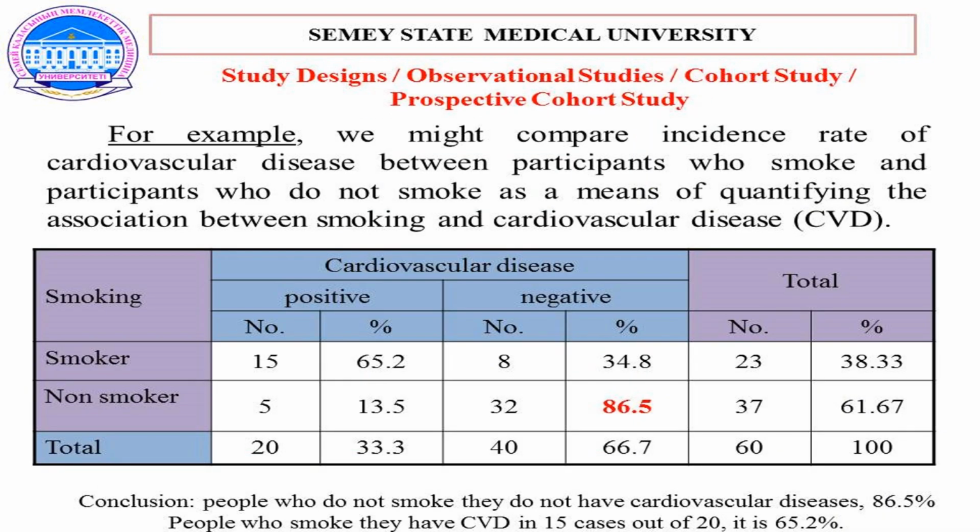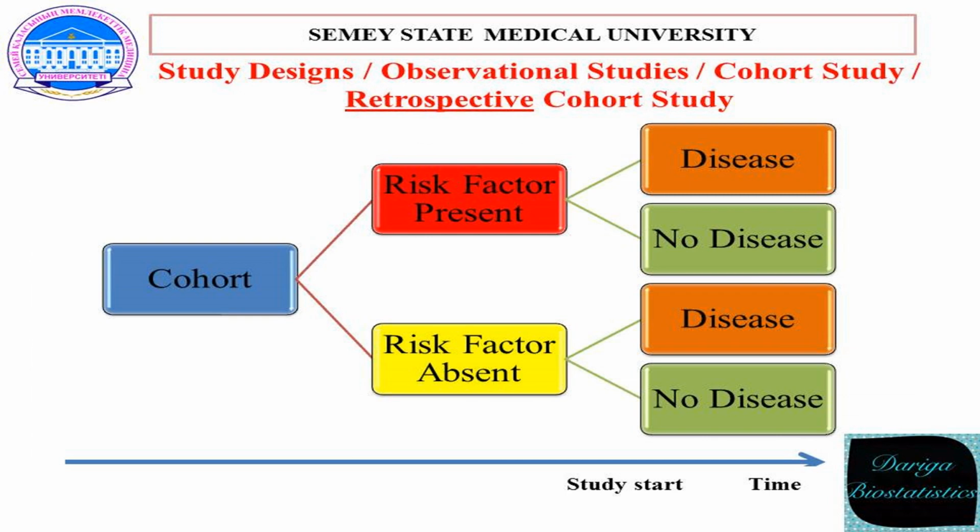For example, we might compare the incidence rate of cardiovascular disease between participants who smoke and participants who don't smoke, as a means of quantifying the association between smoking and cardiovascular disease. According to this table, among people who don't smoke, approximately 87% don't have cardiovascular disease. Among people who smoke, 15 cases out of 20 have cardiovascular disease. It is under 65%.